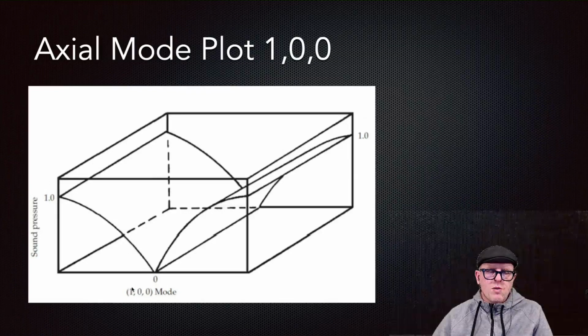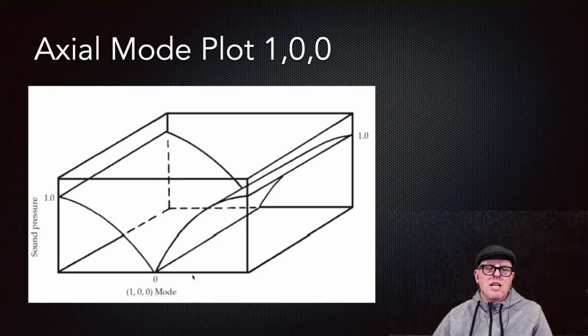So if I did the 0, 1, 0 mode, it would be drawn down here and going back and forth in this axis over here. If I did the 0, 0, 1 mode, it would be going in this axis, going up and down. So you'd see the swoop right here. So we'd see there was an antinode at the ceiling and an antinode at the floor. In this case, I'll call this the front wall, this the back wall, and I'll call this the right wall and this the left wall.